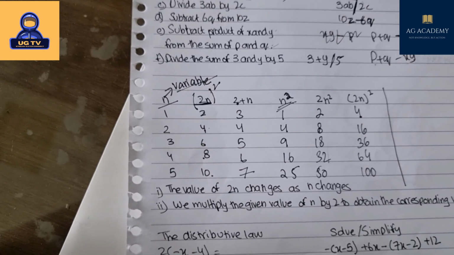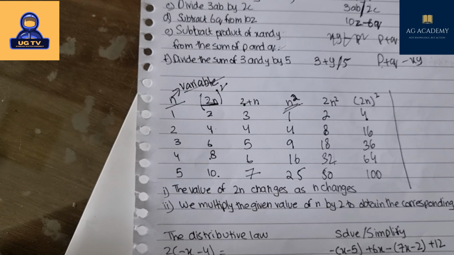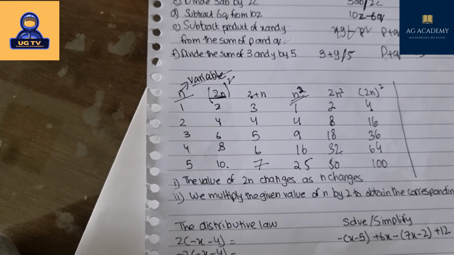The value of 2n changes as n changes. Obviously, we multiply the given value of n by 2 to obtain the corresponding value of 2n.